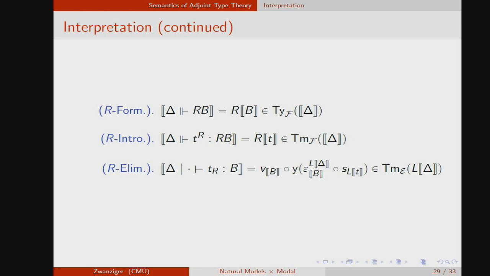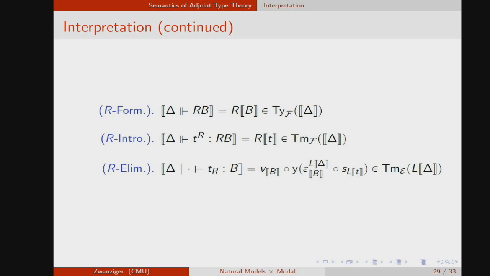I'm basically running short on time, but I should say something about this. The formation and the introduction rule we get straightforwardly from the structure of the morphism of natural models. To interpret the elimination rule, we have to do something more ad hoc.